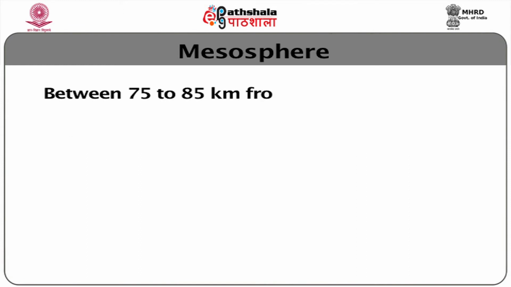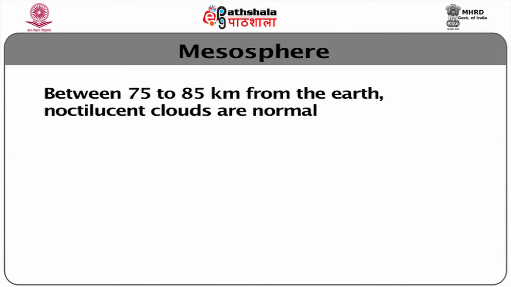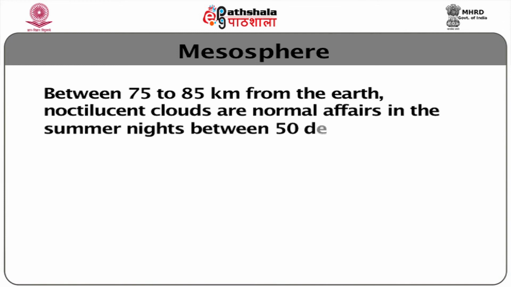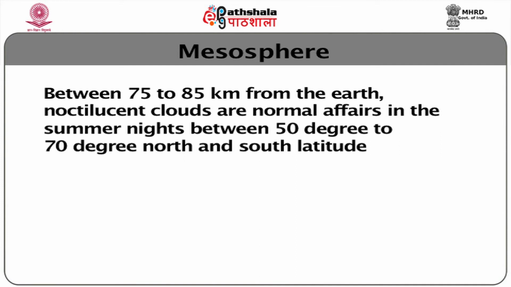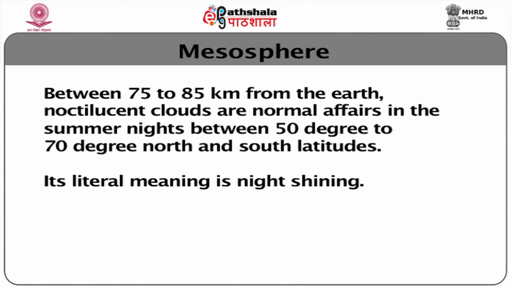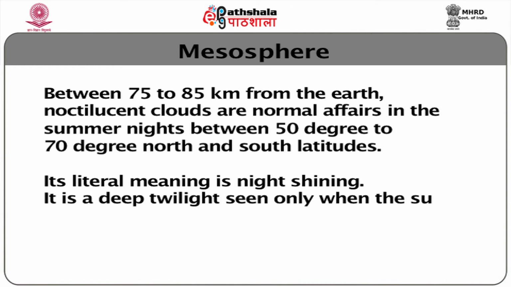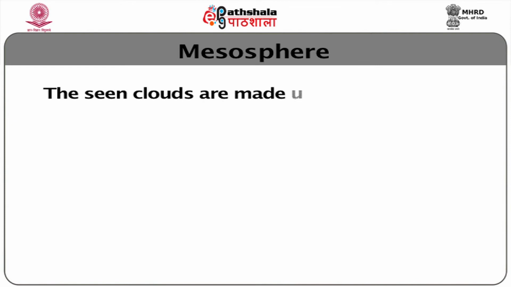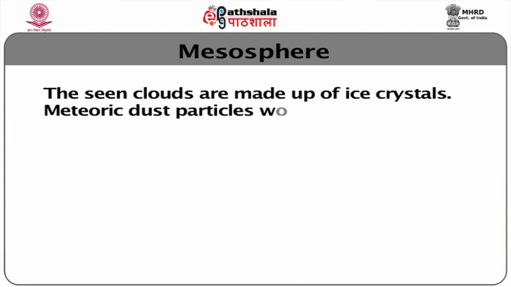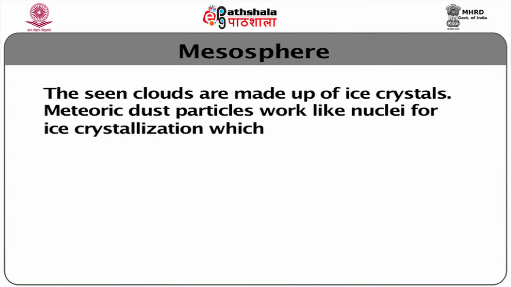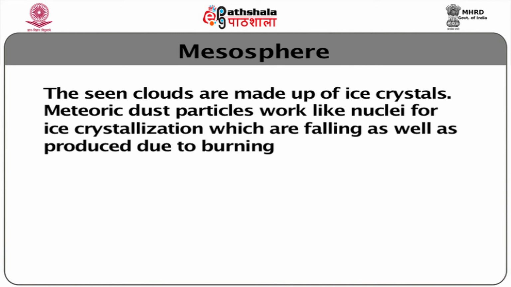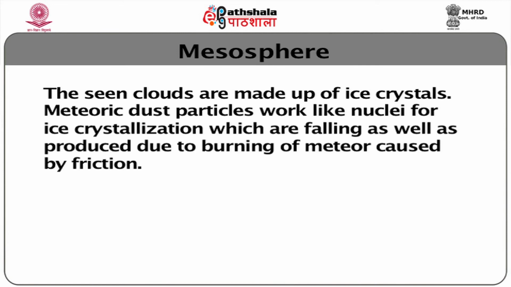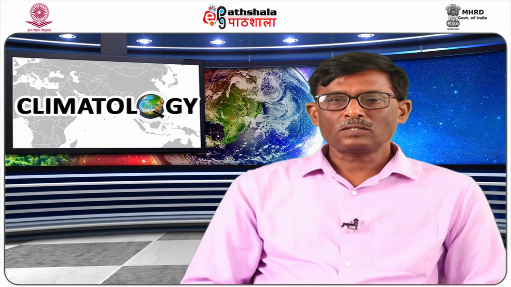Between 75 to 85 km from the Earth, noctilucent clouds are normal affairs on summer nights between 50 to 70 degrees north and south latitudes. Its literal meaning is night shining. It is deep twilight seen only when the sun is on the horizon, but sunlight is still falling at that height. The clouds seen are made up of ice crystals. Meteoric dust particles work like nuclei for ice crystallization, which are falling as well as produced due to the burning of meteors caused by friction.